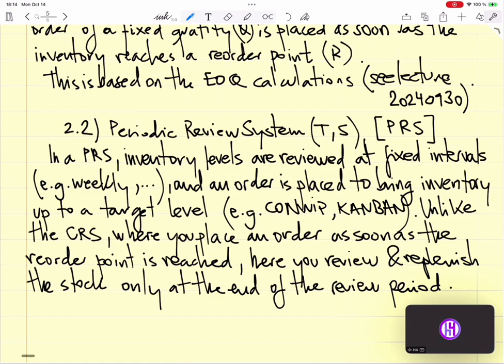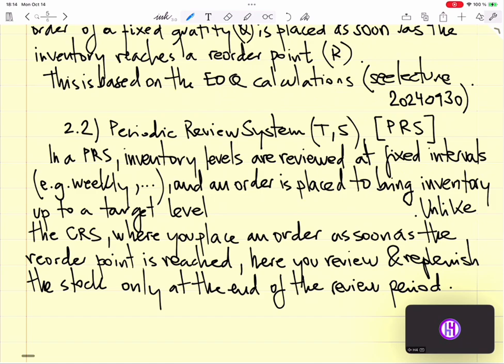Actually, let me put this away. I'm not going to give examples yet. I don't want to advance anything yet, so I'll just leave it blank.